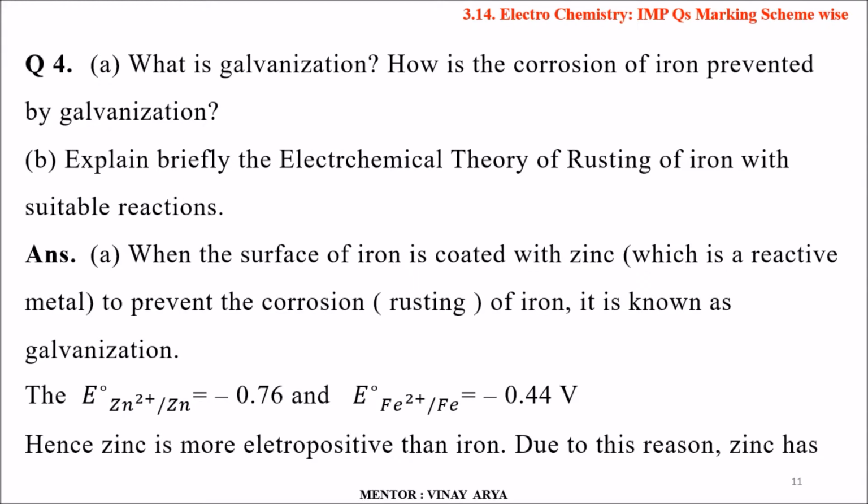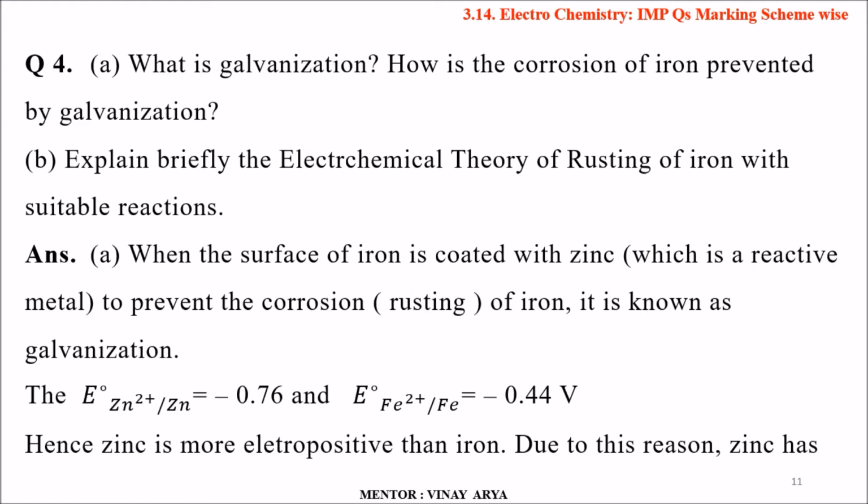Now coming to the fourth question, A part is what is galvanization? How is the corrosion of iron prevented by galvanization? Second part is explain briefly the electrochemical theory of rusting of iron with suitable reaction. Student, this part, electrochemical theory of rusting, is a modern concept and that is a very important concept, so you should surely have a practice of it.